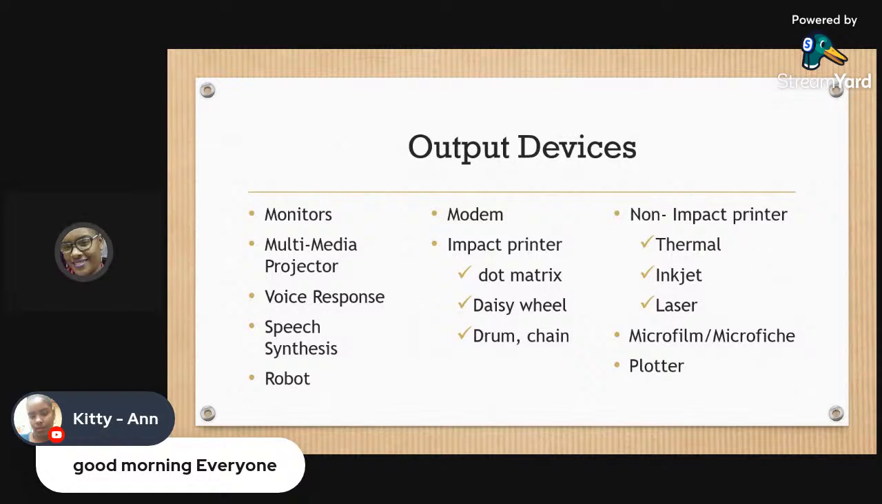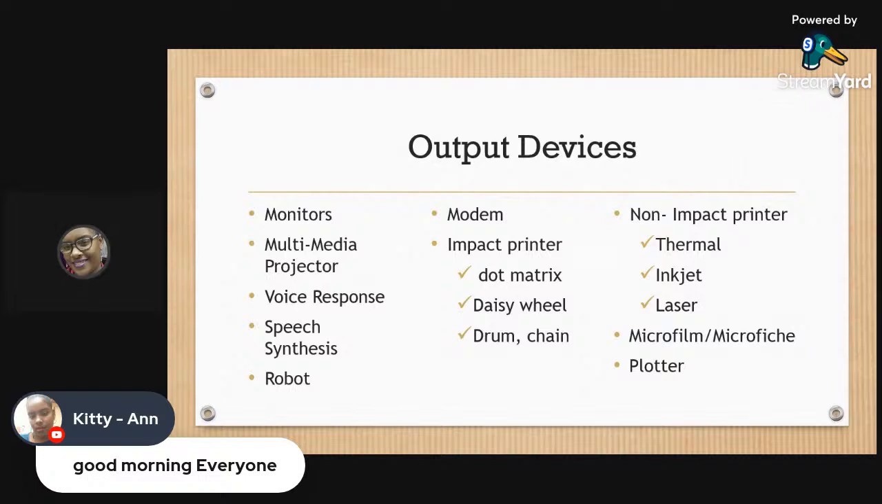Then for your non-impact printers, you have thermal, inkjet, and laser. Normally the name dictates how the information is added to the paper. Laser, there will be some burning; thermal, some heat; inkjet, spraying of ink. That's it.